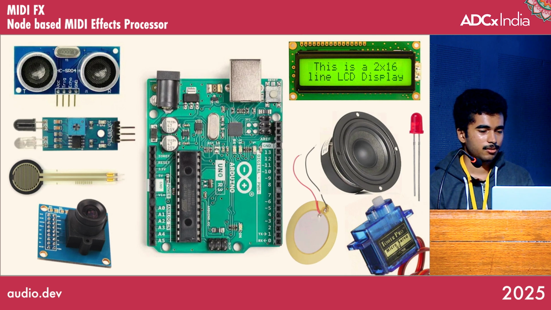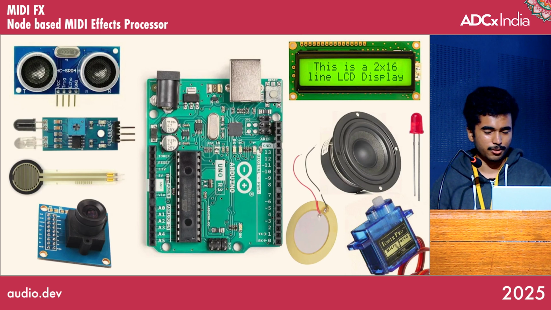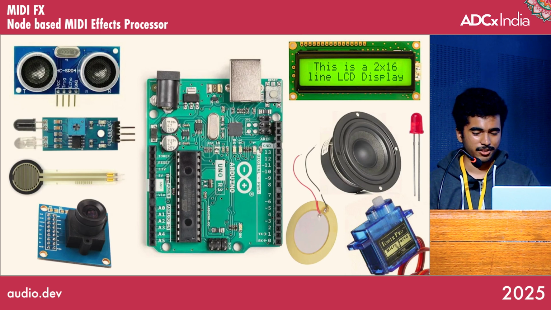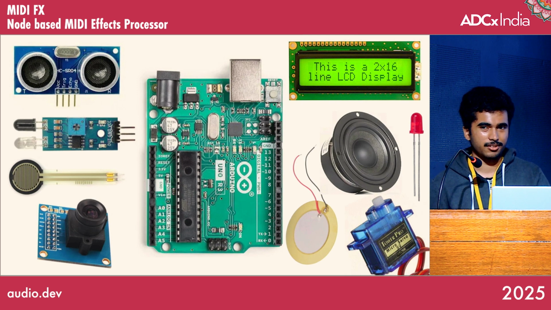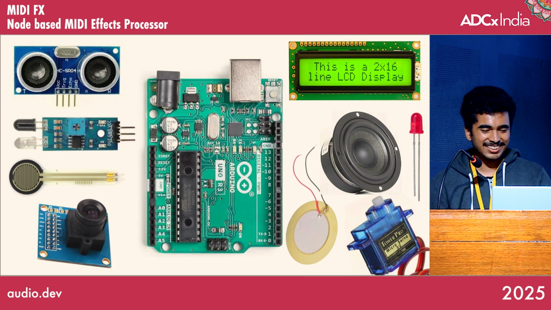So on the top left, we have an ultrasonic distance sensor. Below that, we have an infrared sensor, which is used a lot in line following robots. Below that is a pressure sensor, a force sensor. And I believe this is what's used in a lot of MIDI controllers, which can detect how hard you're pressing a button or a keypad. Below that is a camera. You can connect a camera to this thing.